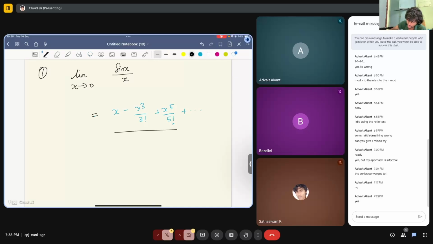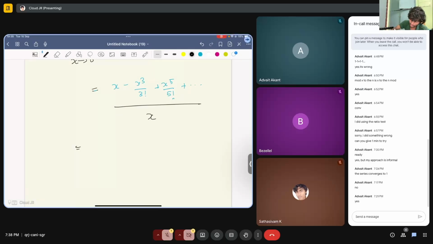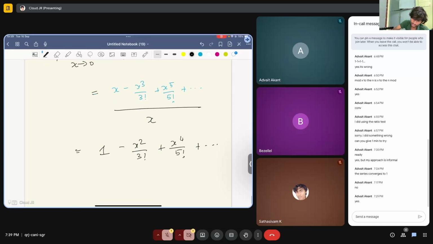Okay. This divided by x. So this is nothing but x minus x squared by 3 factorial plus x power 4 by 5 factorial plus etc. So as x goes to 0, this is 1. Okay, so this is what you have. Now what you are going to do is apply the limit as x goes to 0. You have to see it.